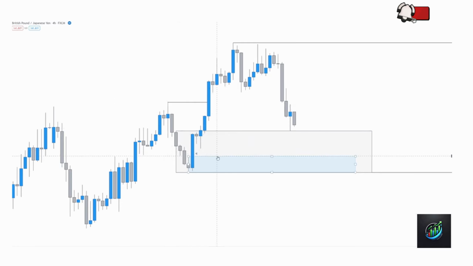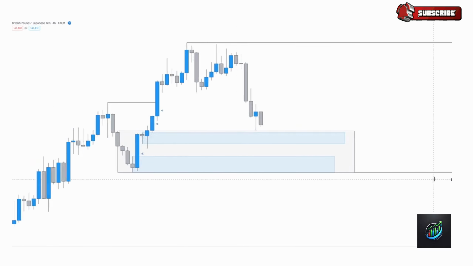But we can also look at this area as a potential order block as well, because we still have a bearish candle that moves to the upside and creates imbalance. Although the imbalance is a little bit further along, we can't help but argue there is imbalance.